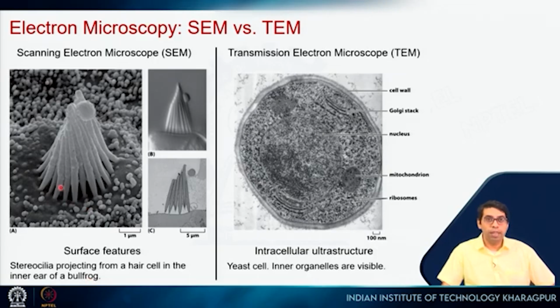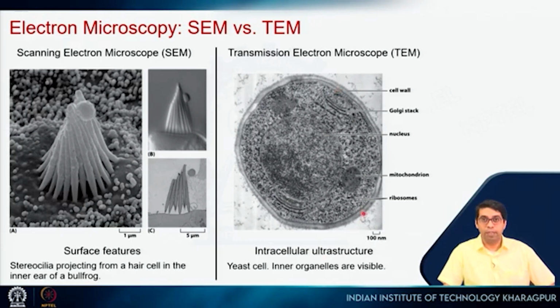So, you can see the 3-dimensional shape, 3-dimensional arrangement of these projections, right. This is the image of the same specimen using transmission electron microscope, and this is taken using a light microscope. So, you can see that the details are much more here because the resolution is much better. This is the inner structure of a yeast cell.